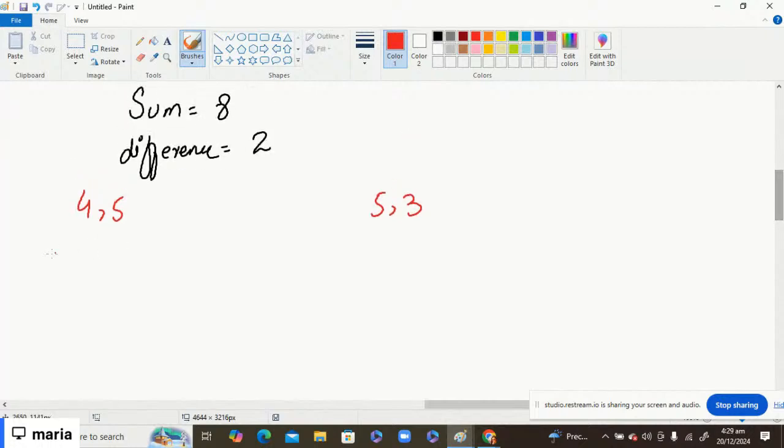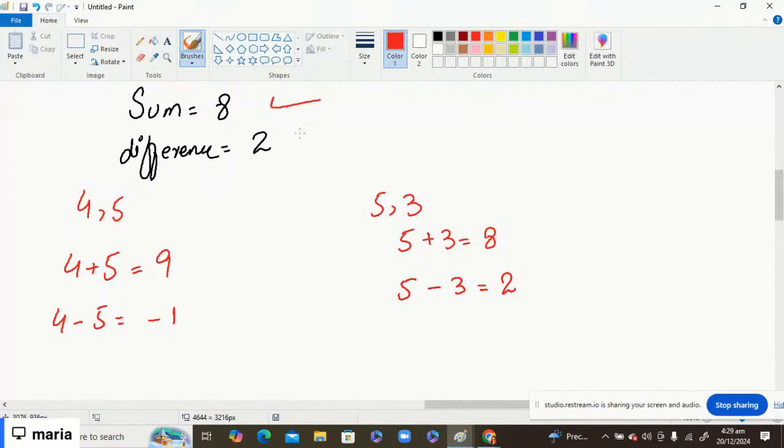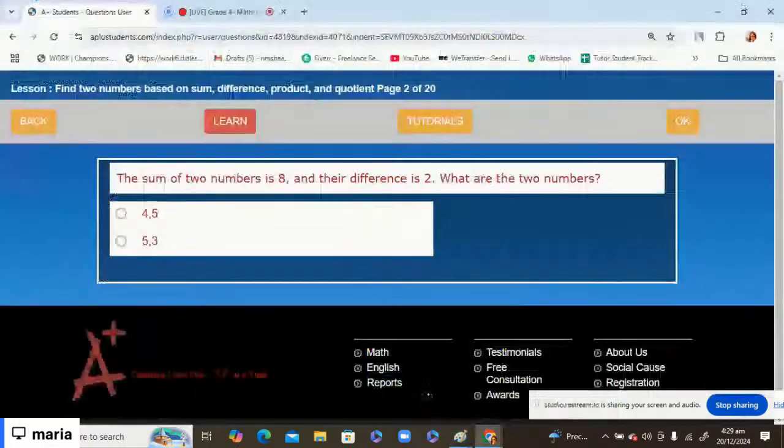Sum is 8. Let's do the first one. 4 plus 5 is 9. The difference of 4 minus 5 is minus 1. Let's add this one. 5 plus 3 is 8. 5 minus 3 is 2. Is it the answer? Yes, this is the same with the 5 and 3. So here we go with it.